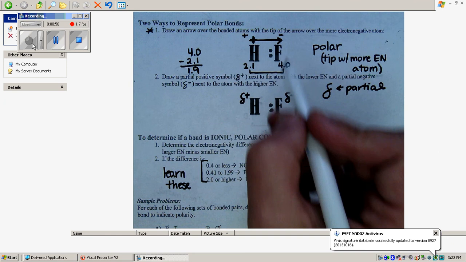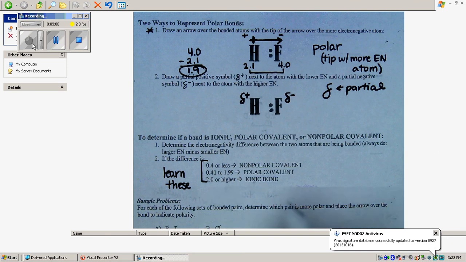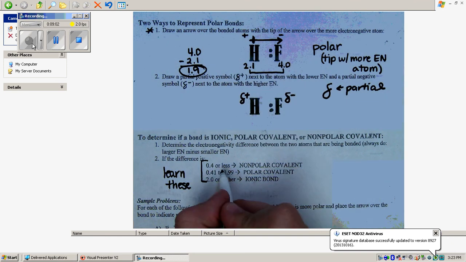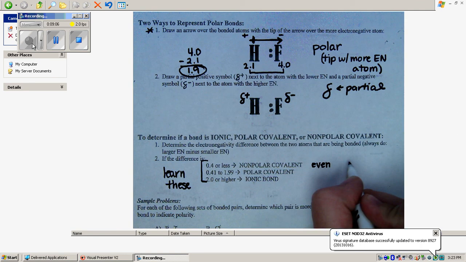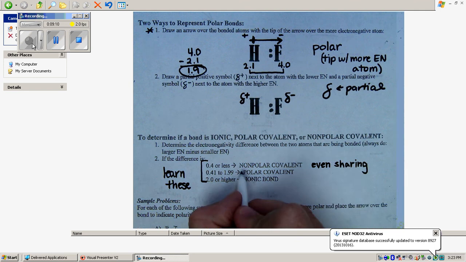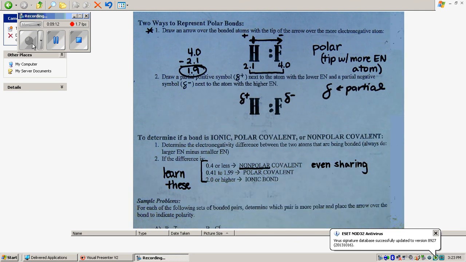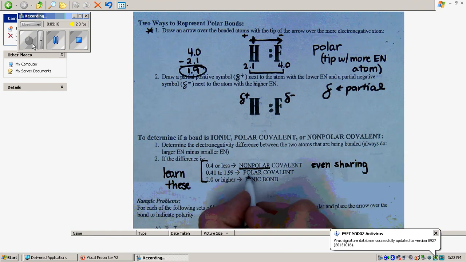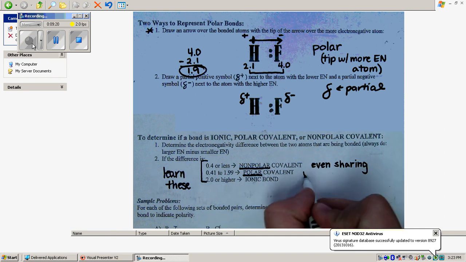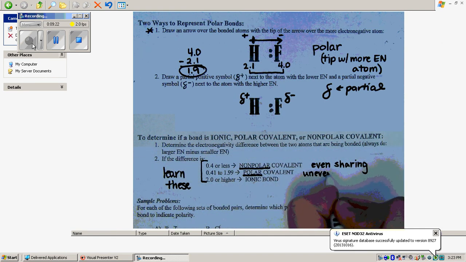If your difference, so when you subtracted them, if your difference is 0.4 or less, then it is considered even sharing of the electrons. Even if there's a little difference, it's still considered even sharing, and it will be nonpolar. If the difference is somewhere between 0.4 and 2, so greater than 0.4 but less than 2, it will be polar covalent, which is uneven sharing of those electrons.